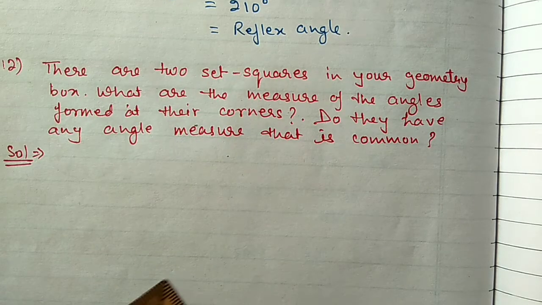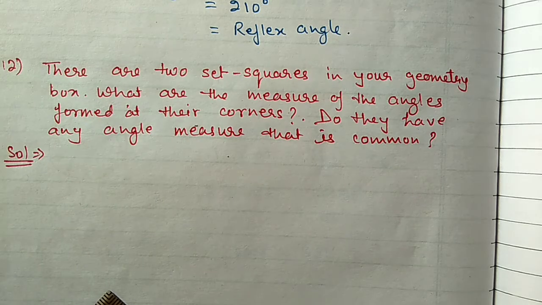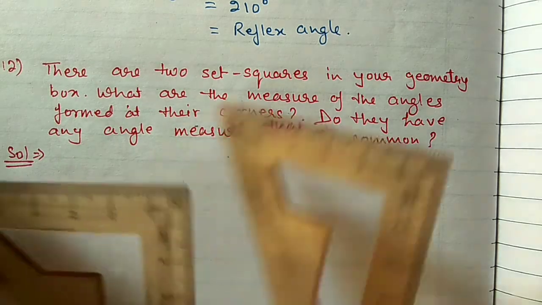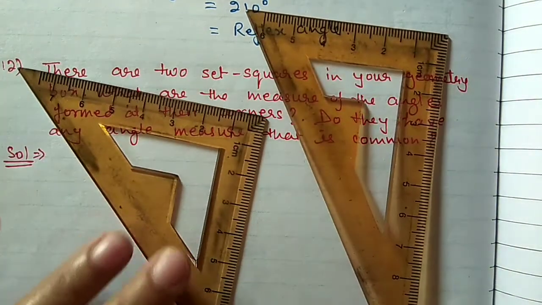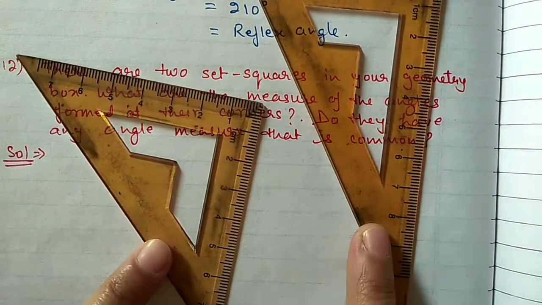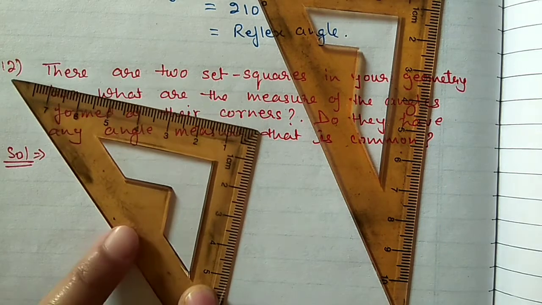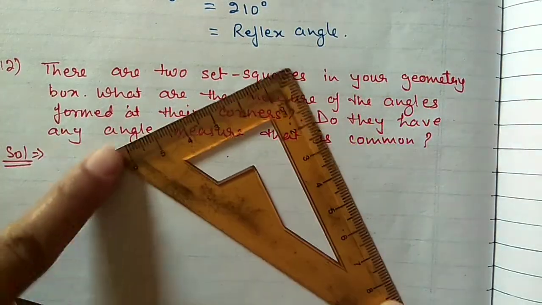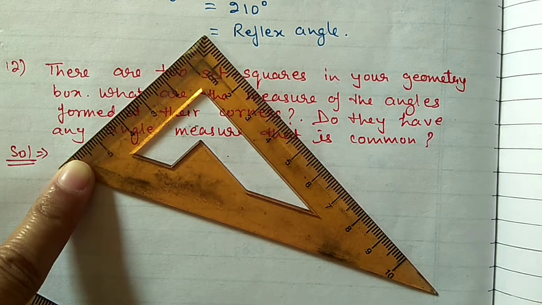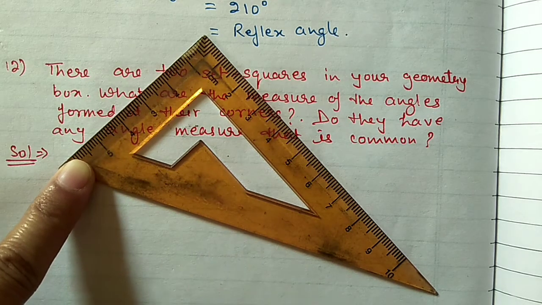Next, question number 12. There are two set squares in your geometry box. What is the measure of the angles formed at their corners? Do they have any angle measure that is common? So you can see in your geometry box there are two triangle-shaped figures. These we call set squares. One is a bigger triangle and another one is a smaller triangle. So we have to measure these angles, this and this angle. We have to do the same for the second also.